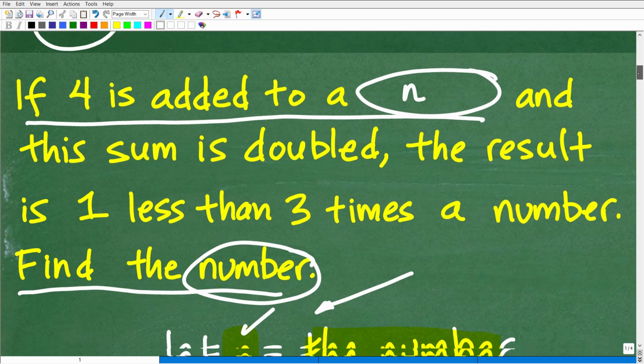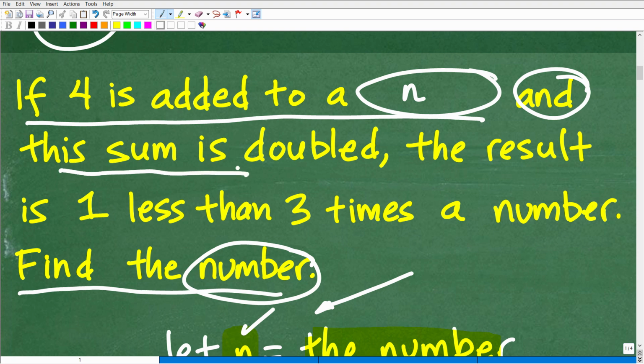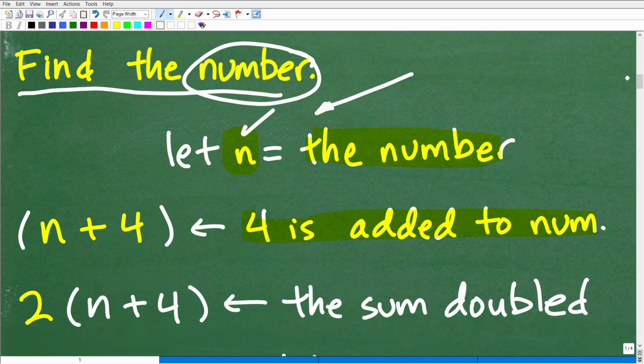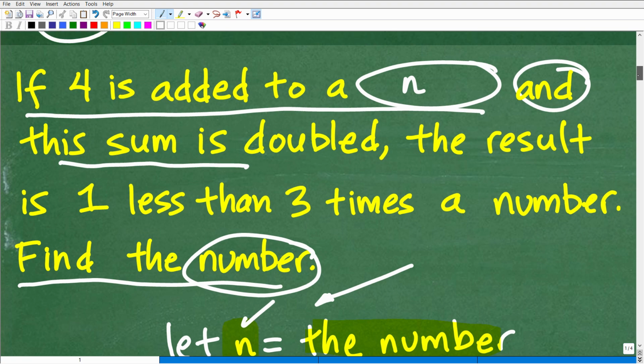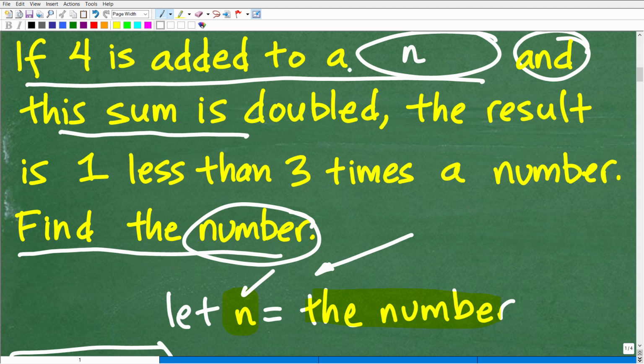But of course, it gets more interesting. It says, and this sum. Now, what sum are we talking about? Well, we're talking about this sum right here. Okay, a sum is the result of adding two or more things up. So N plus 4. All right, so this is a sum, right? We always want to put parentheses around this. So, and this sum is doubled, all right? So what sum is doubled? This N plus 4. So let's go back to the problem. It says, if 4 is added to a number, or a number N, and this sum, i.e. this sum up here, this N plus 4, okay, is doubled.